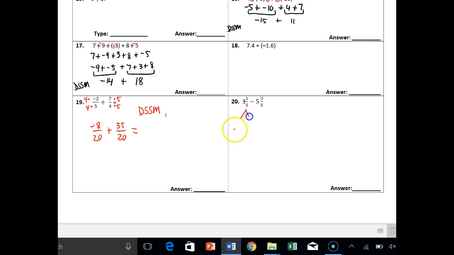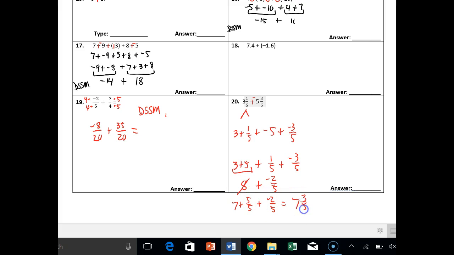And here you want to split them up. So 3 plus 1/5 plus a negative, so plus negative 5 plus negative 3/5, right? So then you want to say, okay, 3 plus negative 5 plus 1/5 plus negative 3/5. This gives you negative 2, obviously, plus 1 plus negative 3, DSSM, negative 2/5. Can't slap them together. This is where you have to borrow, right? So you have 7 plus 5/5 plus negative 2/5. And that's a DSSM, right? So 5 plus negative 2 is 3. Different signs subtract. So 7 and 3/5.